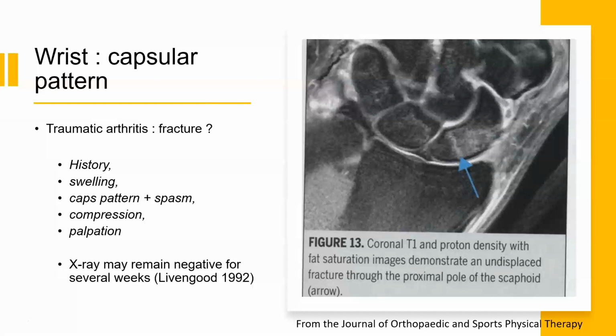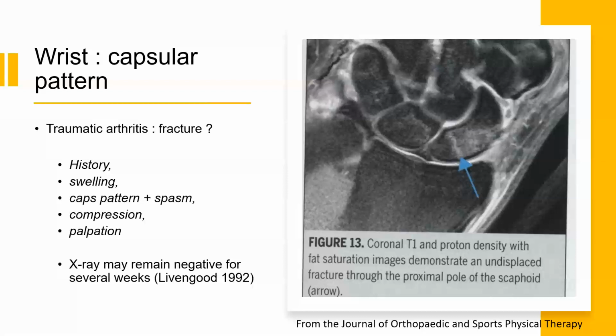First of all, you have the story of trauma. There is clear swelling. There is a capsular pattern, so flexion and extension limited in both directions, plus muscle spasm and end-feel. There is also a compression factor. That means that the passive radial deviation where you compress the scaphoid is also quite painful. And finally, you have a positive palpation. So those elements make you think of a fracture of the scaphoid bone.